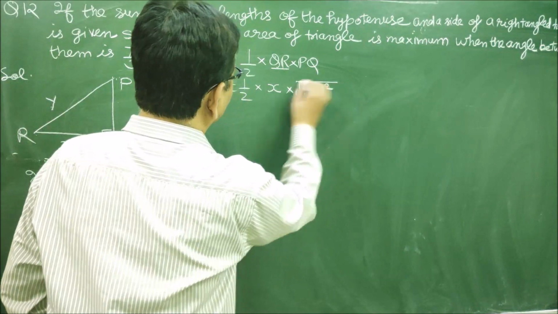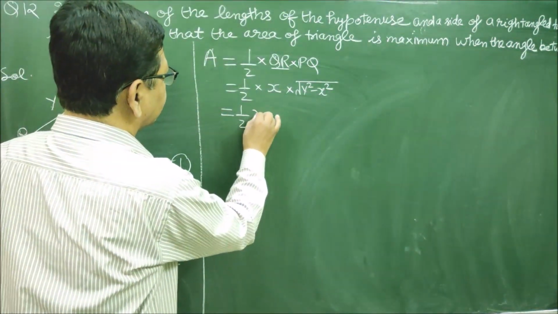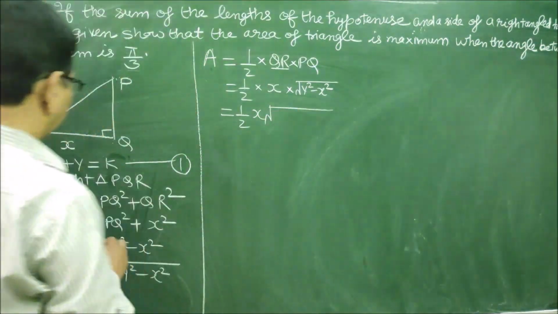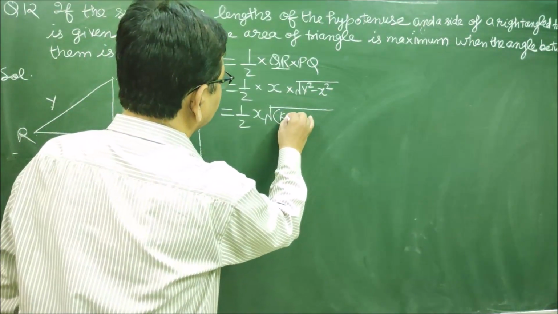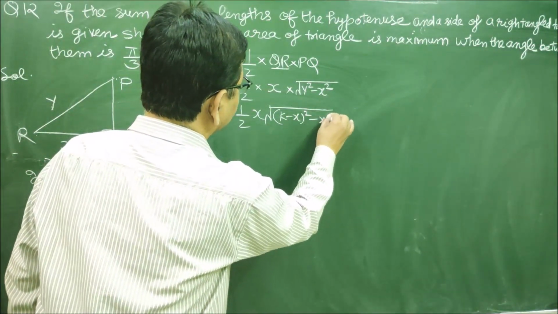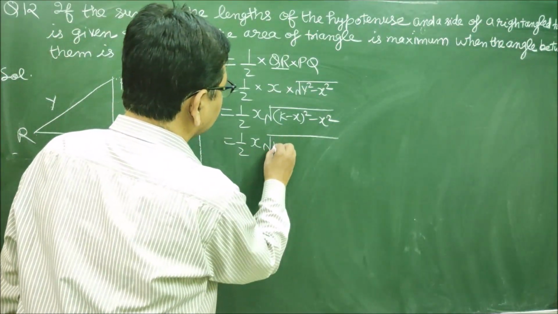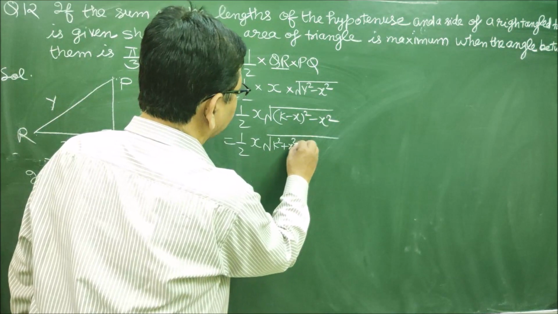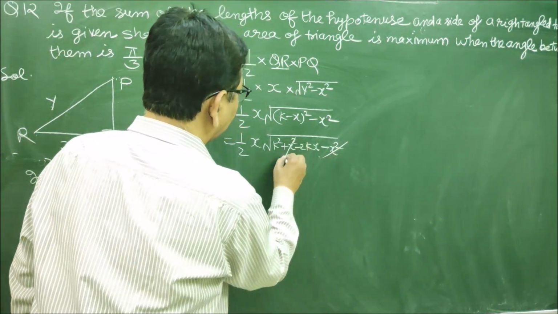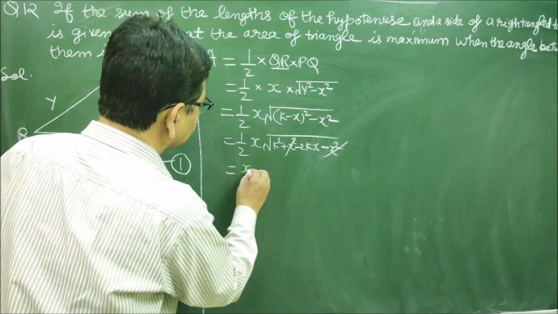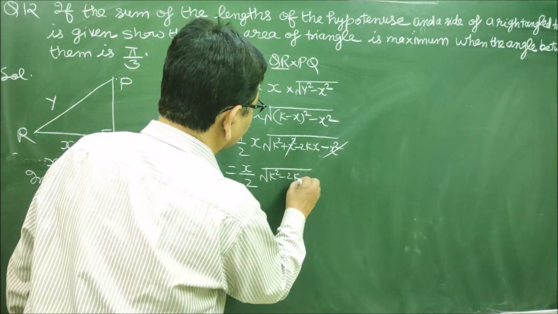Now this function is to be converted into one variable only. So this is equal to half into x into under root of, value of y is k minus x from equation 1, so (k minus x) whole square minus x square. So this is equal to half x under root k square plus x square minus 2kx minus x square. The x square and x square cancel. So this is equal to x by 2 under root k square minus 2kx.